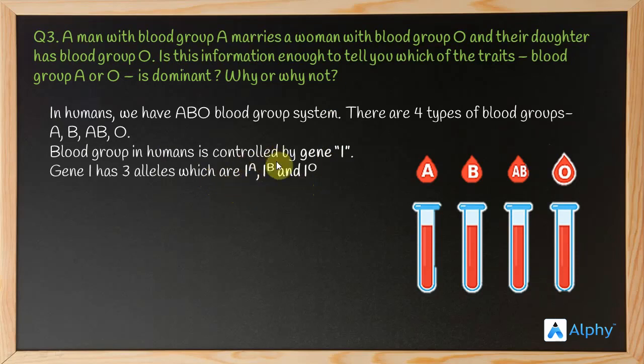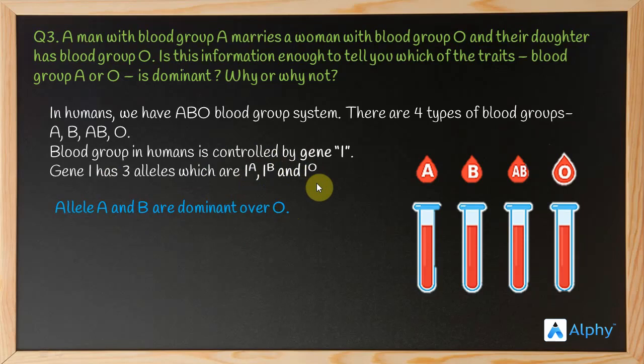Now remember that when we write the alleles, we always denote these letters, capital A, capital B or capital O, in the superscripts. We never write them in a normal font. Moving further, allele A and B are dominant over O. So allele A and allele B are the dominant alleles, and allele O is recessive.